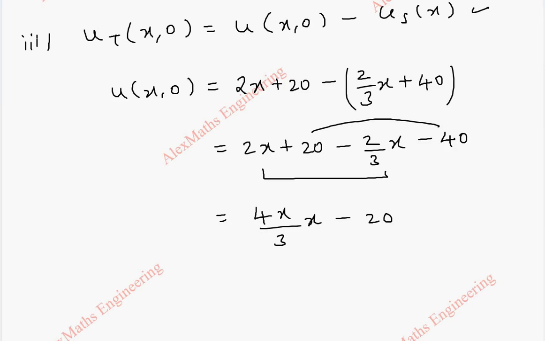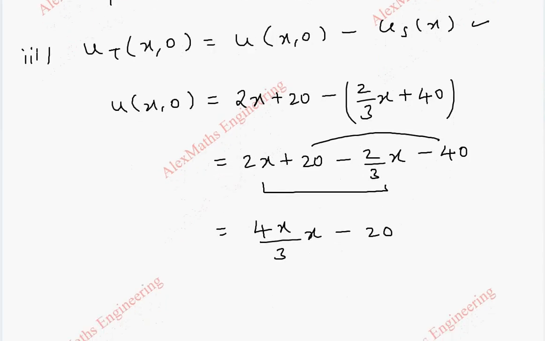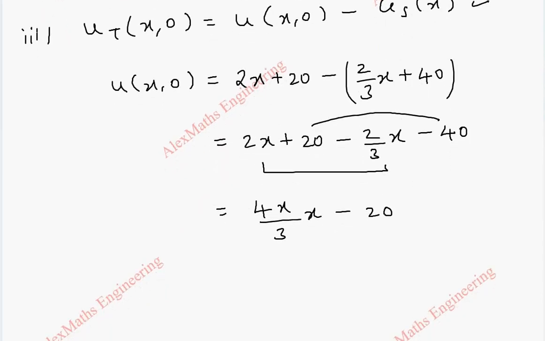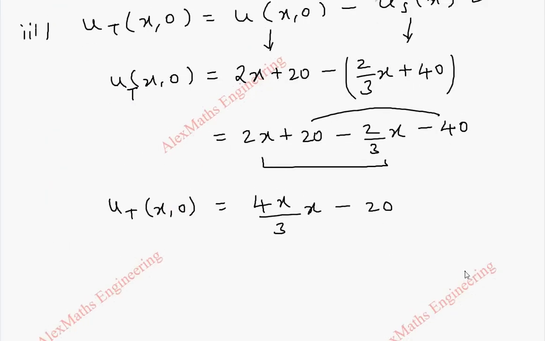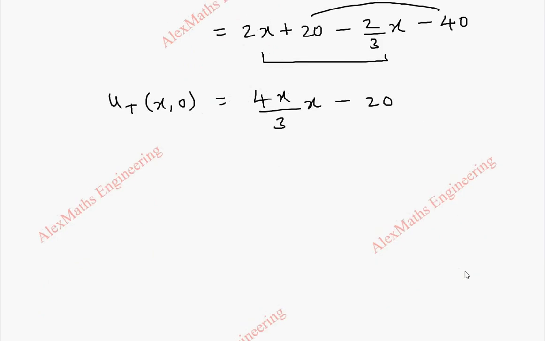So we got three conditions. Actually this is u t of x comma 0 because we have substituted this value and this value here directly. So u t of x comma 0 is this. So we have three conditions now. Now let's write the suitable solution.